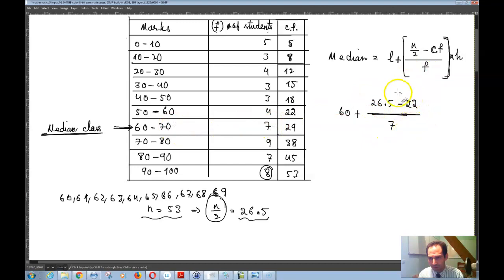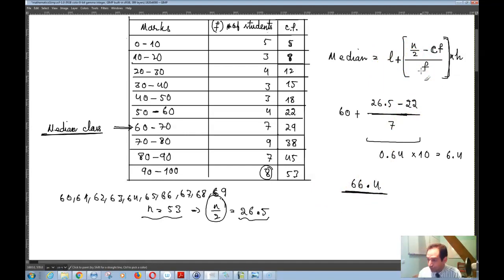So that gives you some value like 0.64. And when you multiply it by the class size, which is 10 here, this times 10 is going to give you 6.4. So this is going to be 66.4, which here they have taken as 66.4 exactly. So that's basically how this formula works.